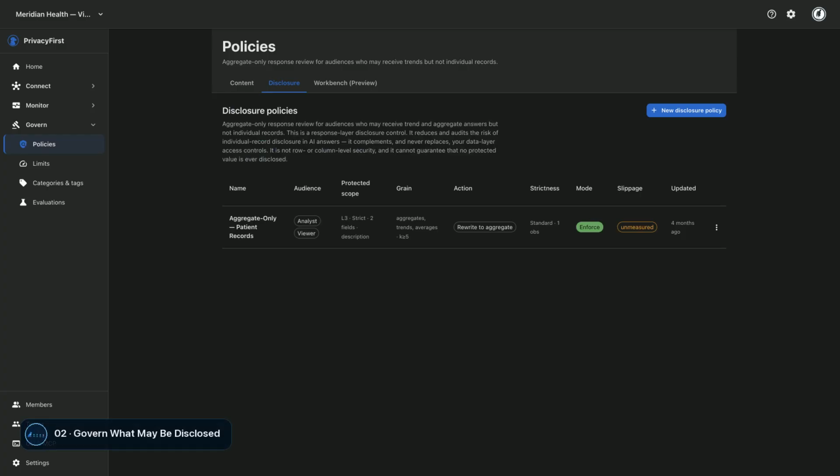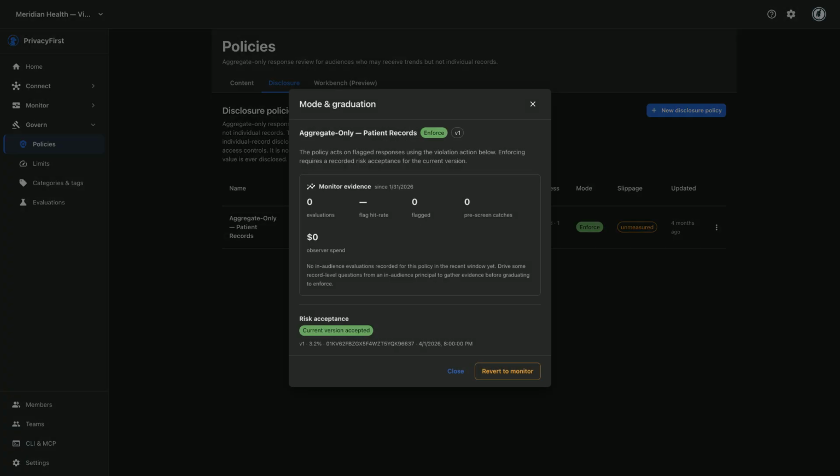The audience boundary is a separate live control. Aggregate-only, patient records applies to analysts and viewers. It permits aggregates, trends, and averages, requires a minimum cohort of 5, and rewrites a violating response to the permitted grain. Individual identifiers and per-record values remain banned for that audience. The protected scope names the patient record and medical record number fields at sensitivity level 3. The product also states the limitation clearly. This response layer control complements data layer access control. It does not replace it.